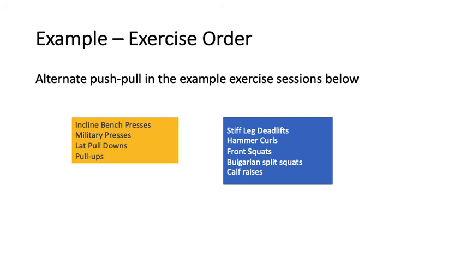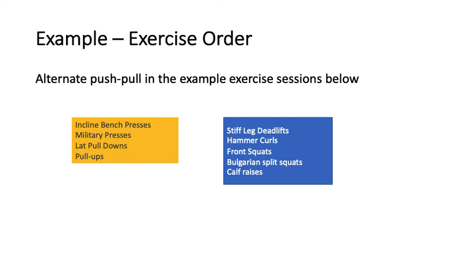So in the first one in yellow, we would first of all do incline bench press, followed by pull-ups. Both of these are core exercises. Then you would do a military press that's using a machine, followed by lat pull downs, which is an assistance exercise where you're isolating the lats.